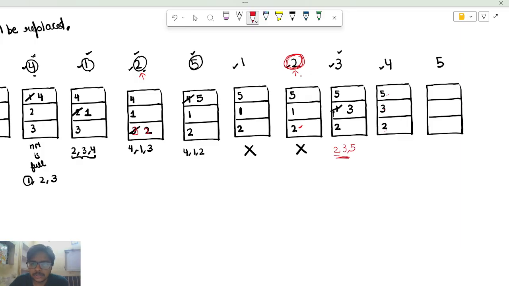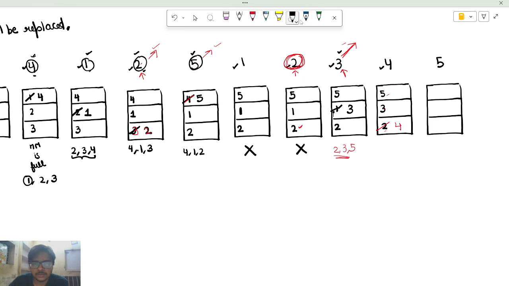When did 3 come? So 3 came at this position. Okay, and now 2 didn't come here. 5 came at this position by replacing 4. So one is this and the third one is this. So out of these, you can see from the red arrows, who came first? 2 came first. So here 2 will be replaced by 4.